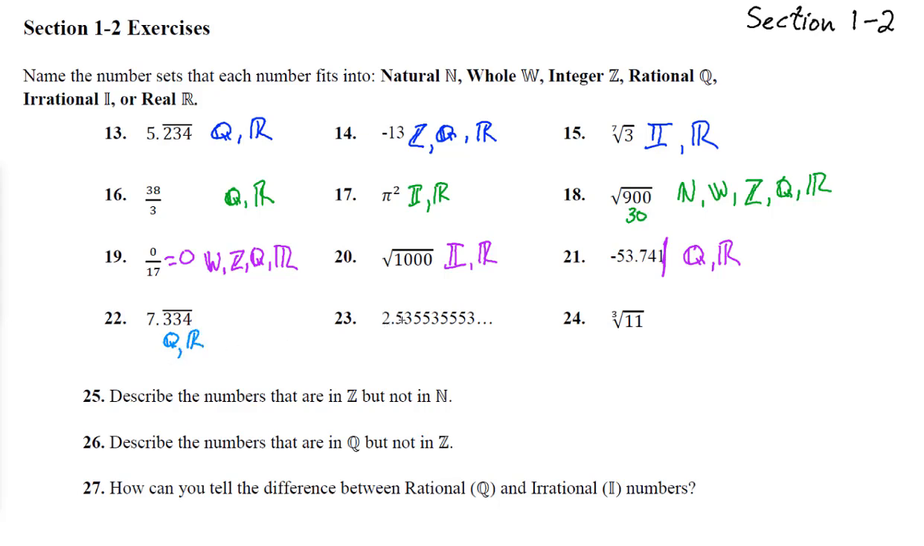All right, 2.53, 553, 5553. So this is not a repeating pattern such as this. This is a pattern that changes each time. So it is irrational and, of course, real. It is on the real number line.